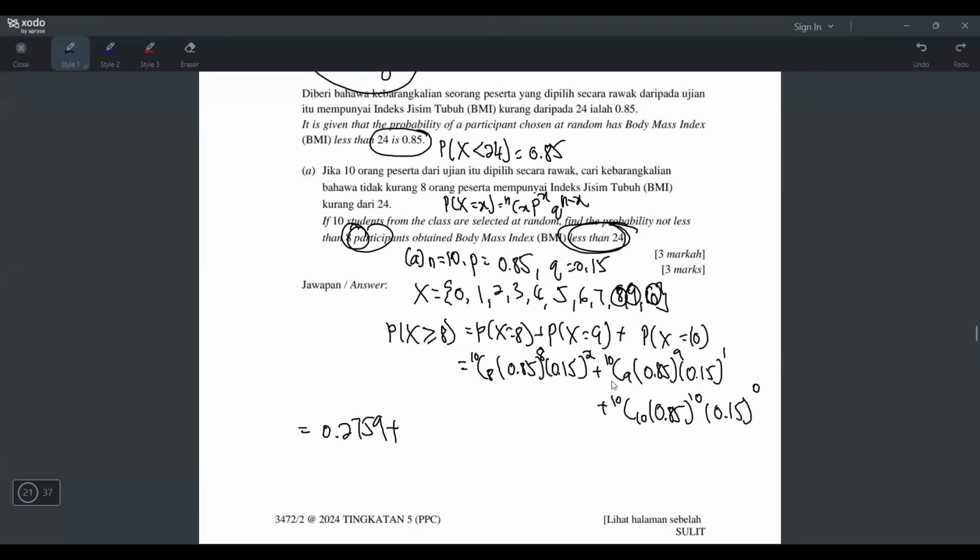But I still have to add this one. Okay, this one I press on the calculator. So 10C9 is 10 times 0.85 power 9 and then times with 0.15. Okay, my calculator gives me 0.3474.